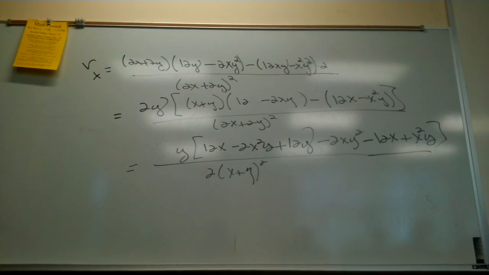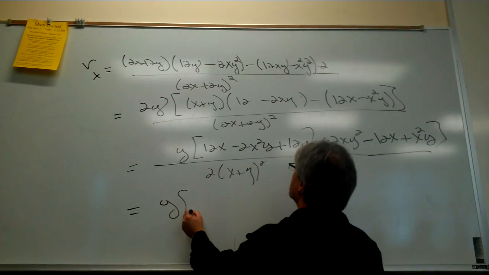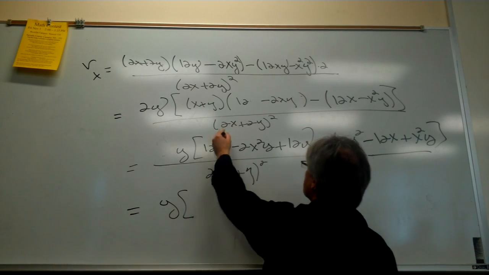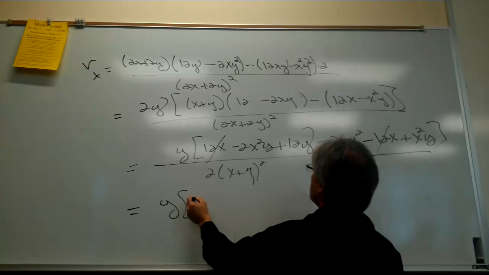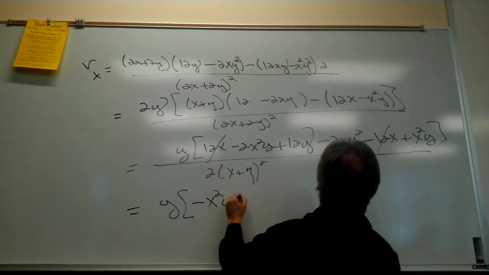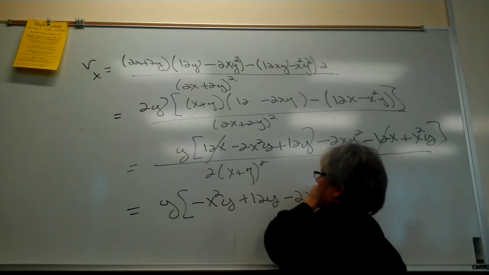I have no idea, you guys. This cleans up nicely. I've got a y times the, let's see, does the 12x cancel? That was nice. Does that give me a negative 1x squared y plus 12y minus 2xy squared, all over stuff?